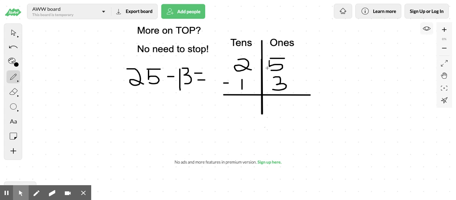So more on top, 5 subtract 3 will give us 2. If we have 2 subtract 1, that gives us 1. So this question here, using the standard algorithm, 25 subtract 13, gives us 12. Let's look at a different question now.